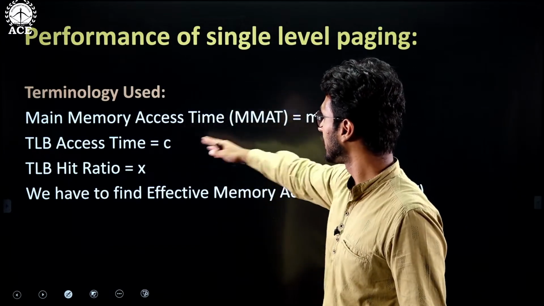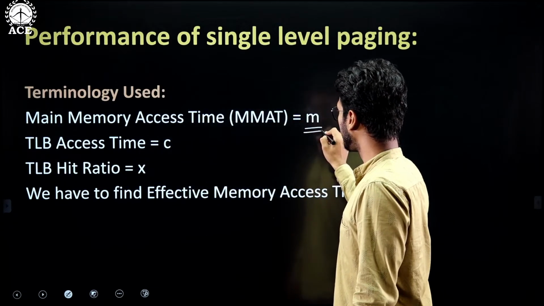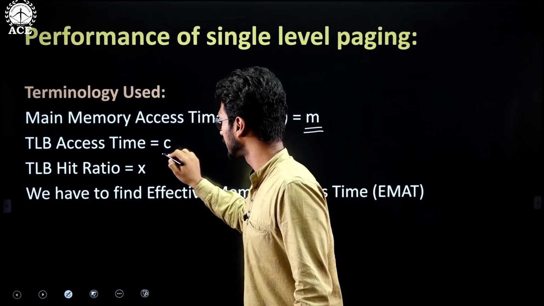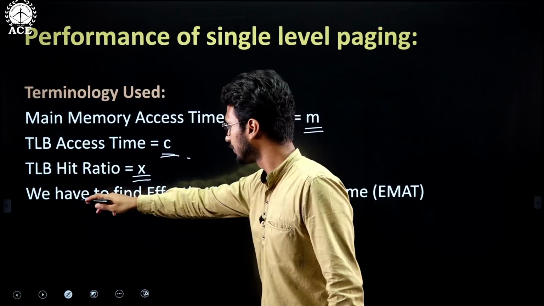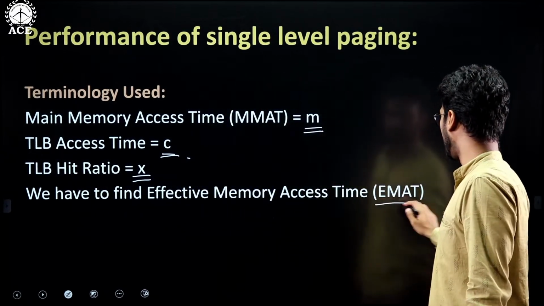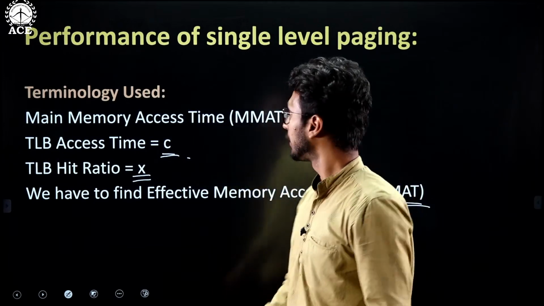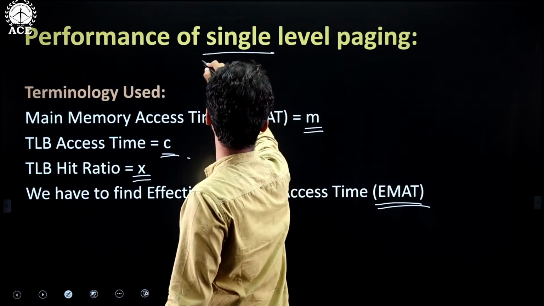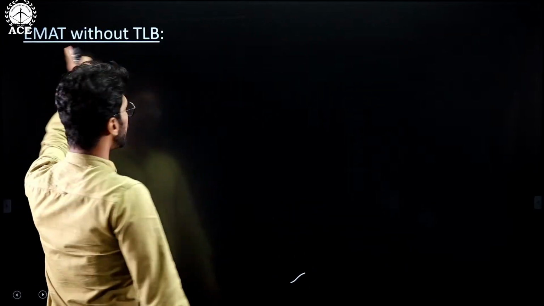Terminology: main memory access time M, TLB access time C, TLB hit ratio X. Then we have to find effective memory access time, EMAT, with TLB and without TLB. Let's see without TLB, single level page table. Let's do it first. EMAT without TLB.